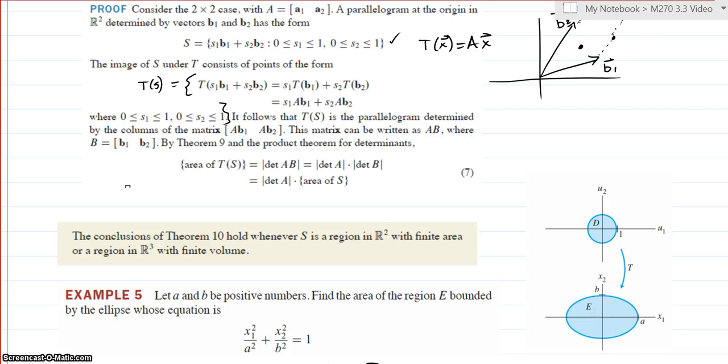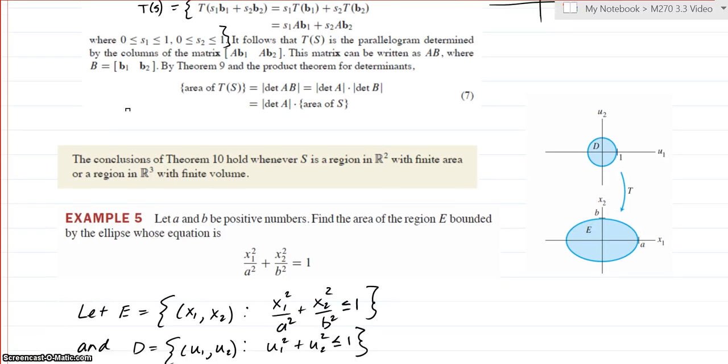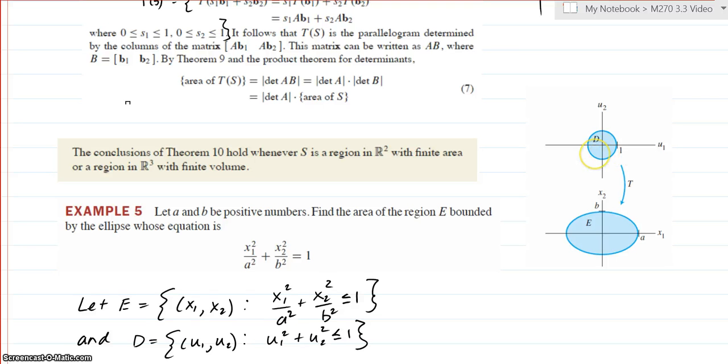So what I'm going to do is I'm going to let E be this region, and D be this region. So E is, let's call it x1, x2, where it's going to be less than or equal to 1, right? Because when it's equal to 1, it's the actual ellipse. So we want the whole area. And then let D be our circle, u1 squared plus u2 squared is less than or equal to 1. I'm going to call it u1 and u2 because I want to relate the two.